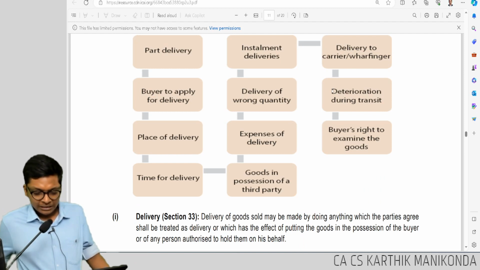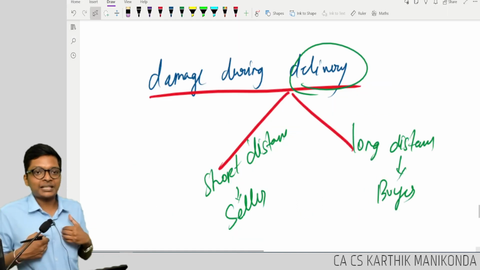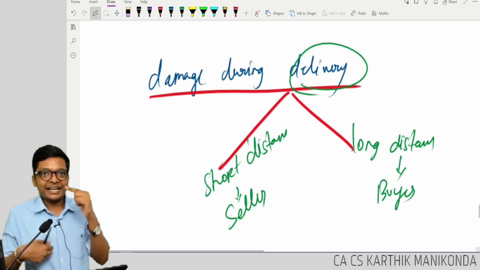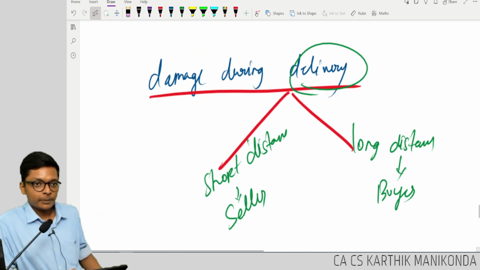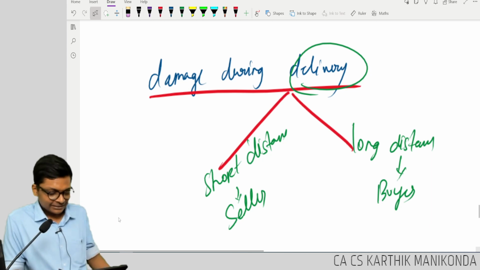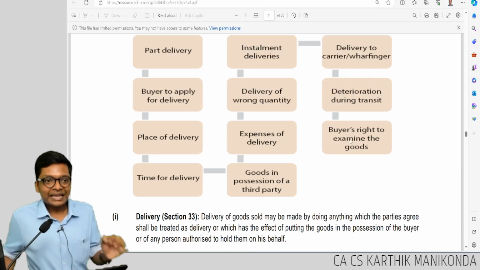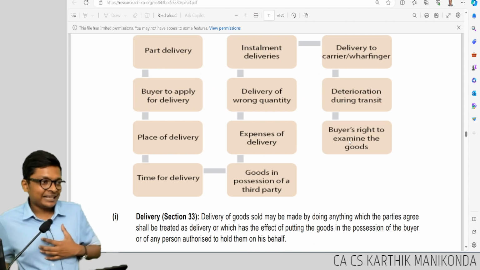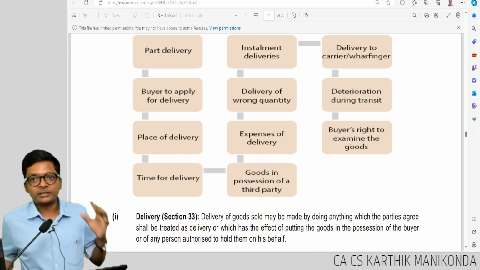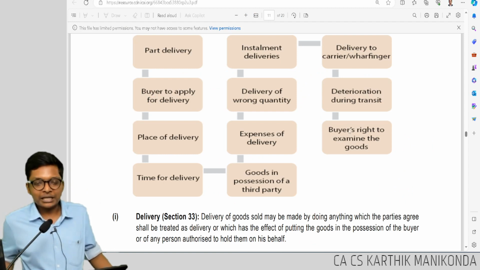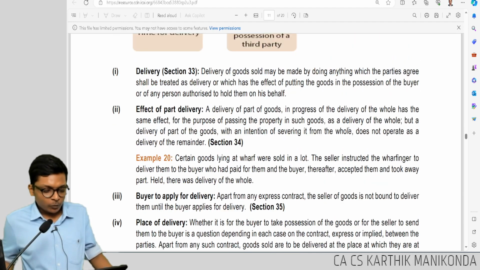Deterioration during transit. Next, when goods come to my house, do I have the right to inspect before accepting delivery? Yes, that is the next point. Look at this. Buyer's right to examine the goods. Buyer has the right to examine the goods before taking the goods. Are you following, guys? So let's go one by one.